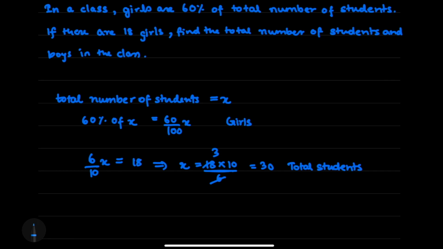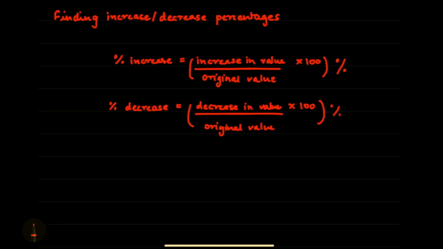Because the class only consists of boys and girls, the number of boys would be the total number of students minus the number of girls, and we know the value of both. So the number of boys can be written as total minus girls, which comes out to be 30 minus 18, and that is 12.